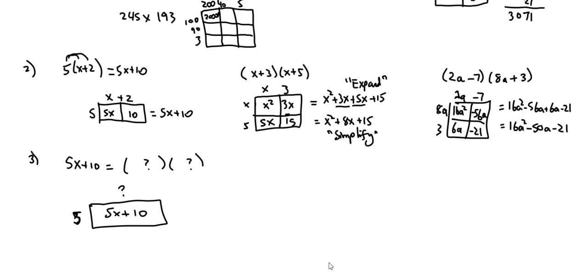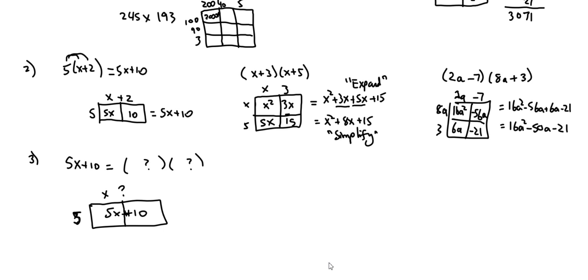And to figure out the other dimension, I just have to split this into two parts just like I did before and say, okay, this rectangle, the area is 5x. One of the dimensions is 5. What does the other one have to be? Oh, well, it has to be x.